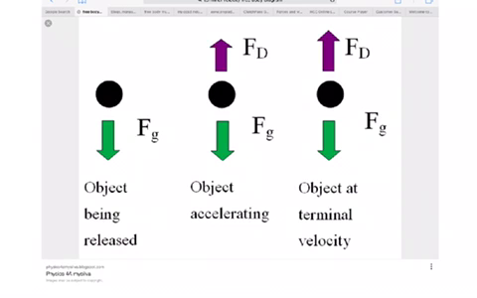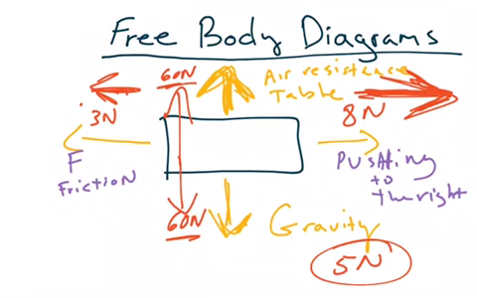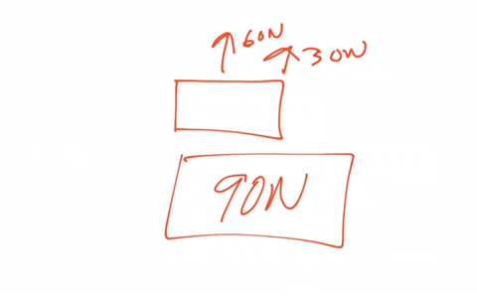I think a better way of illustrating this is in this diagram here. When you drop something, it initially starts to fall. Then the object begins to accelerate, but you also have some air resistance. Eventually the air resistance and the object reach a certain point that we call terminal velocity, where this value here and this value here are more or less the same. As long as you remember these key ideas, free body diagrams are not going to be an issue.